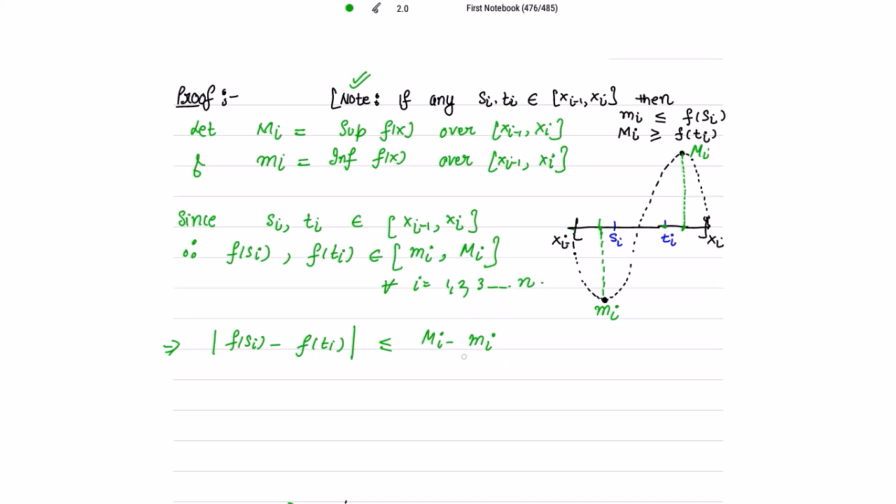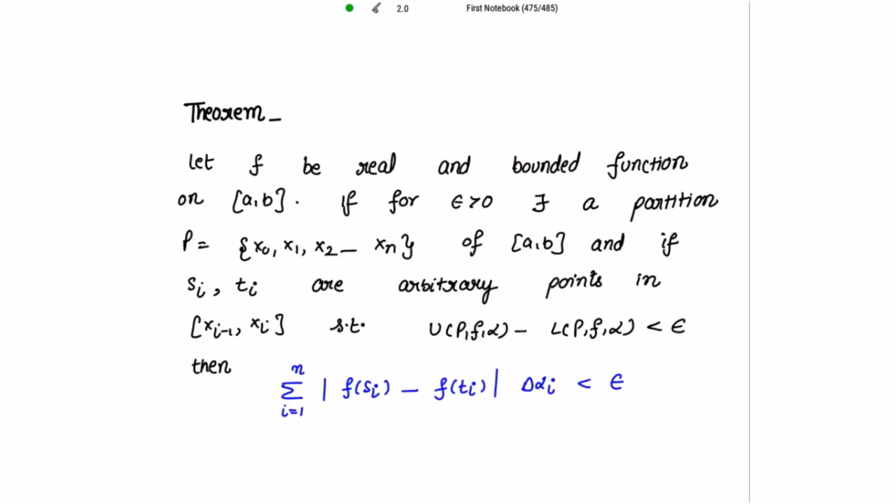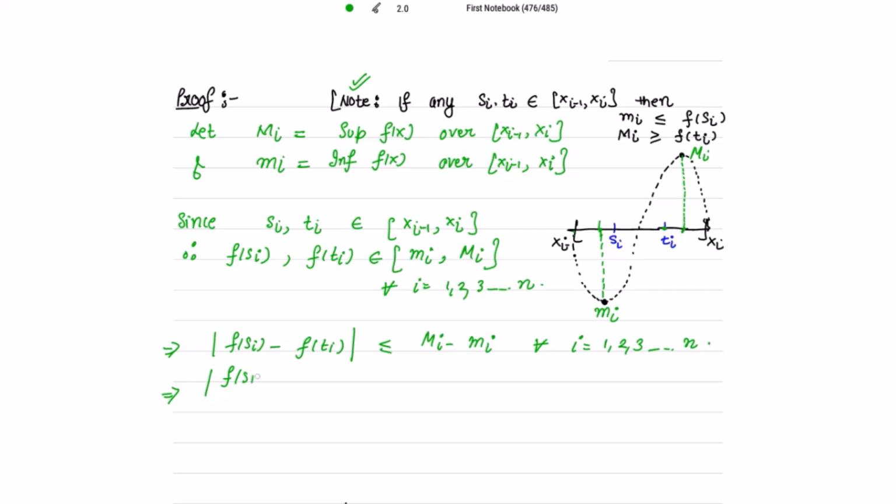Obviously it is a positive value, so there is no need of mod. It is a property that whenever two points belong to an interval, the mod of their difference is always less than or equal to the difference of the endpoints of this interval, for all i equal to 1, 2, 3 up to n. Now let me multiply by delta alpha_i, because I need this delta alpha_i multiplied with this mod. So |f(s_i) minus f(t_i)| delta alpha_i is less than or equal to (M_i minus m_i) delta alpha_i for all i from 1 to n. As delta alpha_i is greater than or equal to 0, the sign will not change.